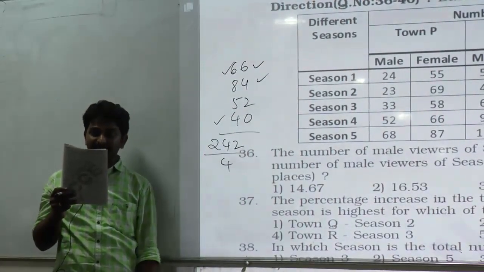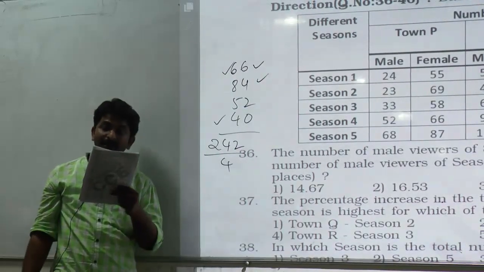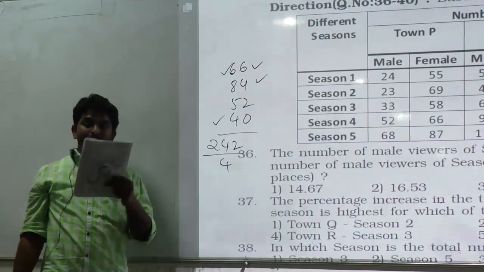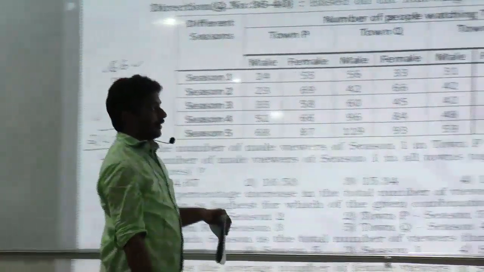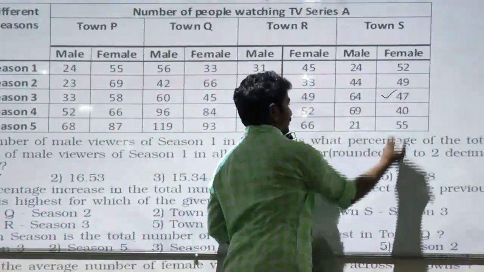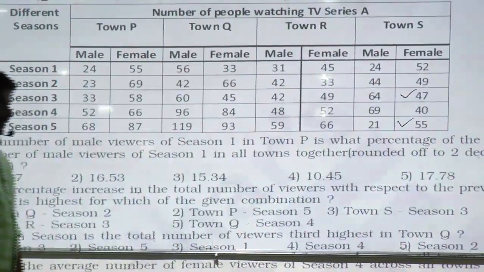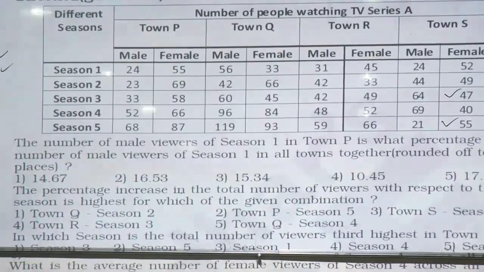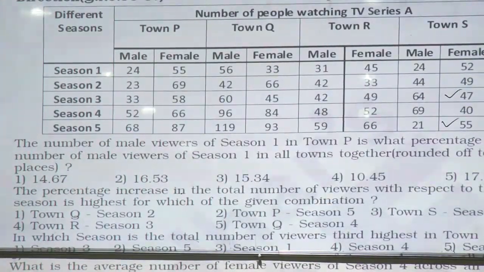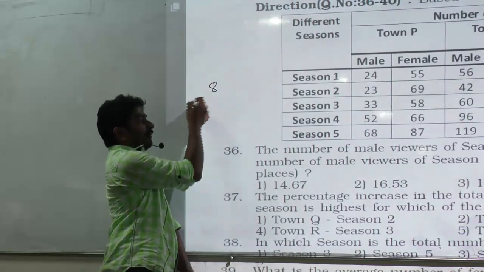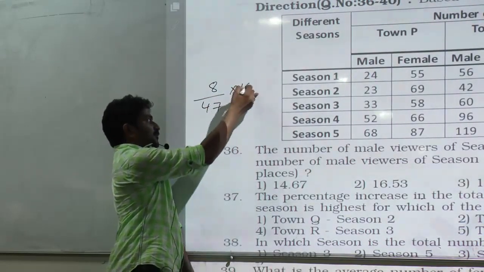48. What is the percentage increase in the number of female viewers of town S from season 3 to season 5? Female. From season 3 to season 5. 47 becomes 55. From 47 it increases to 55, increased by 8 from 47. Percentage, right? So into 100.